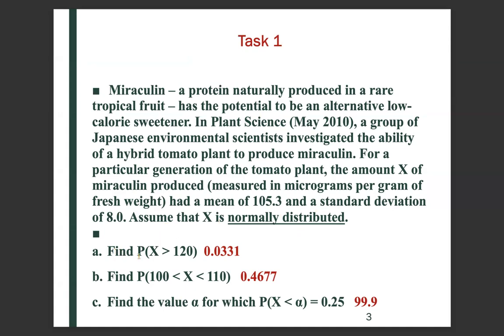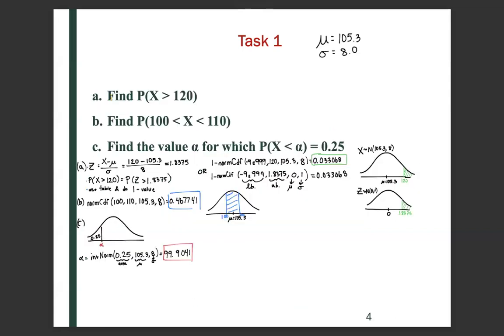So we want to find the probability that X is greater than 120, find the probability of X in between 100 and 110, and find the value alpha for which the probability of X is less than alpha equals 0.25. So first, let's find the probability that X is greater than 120.